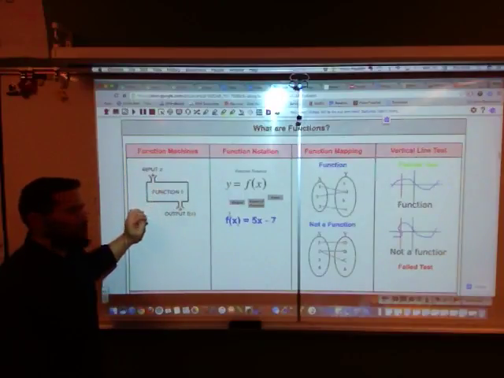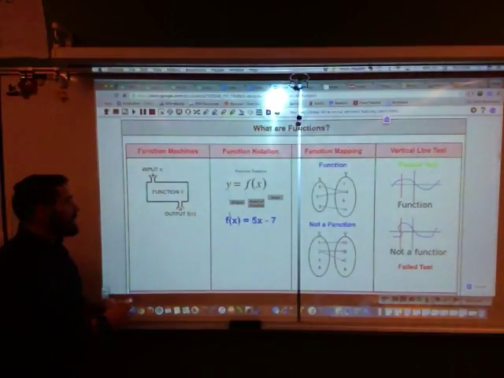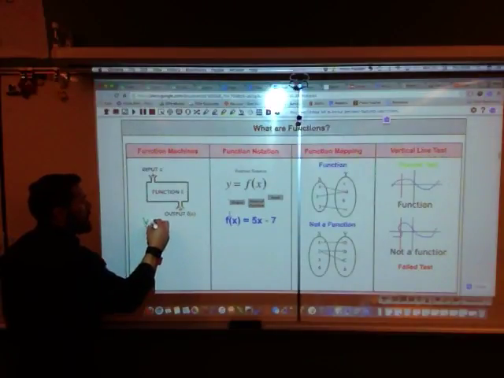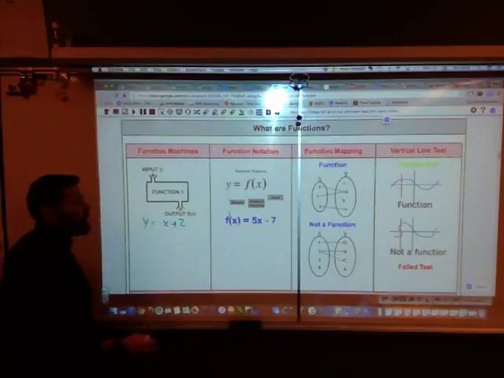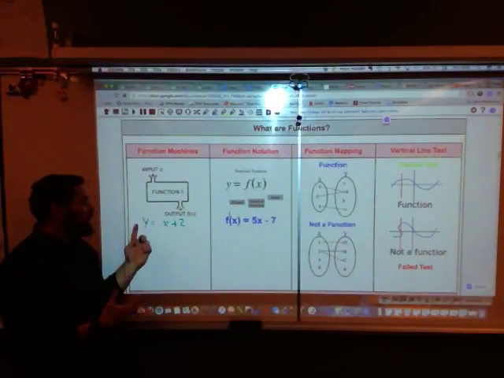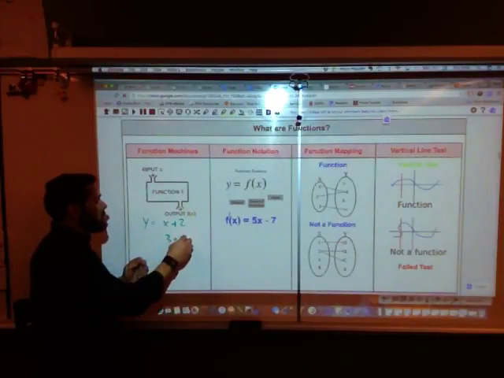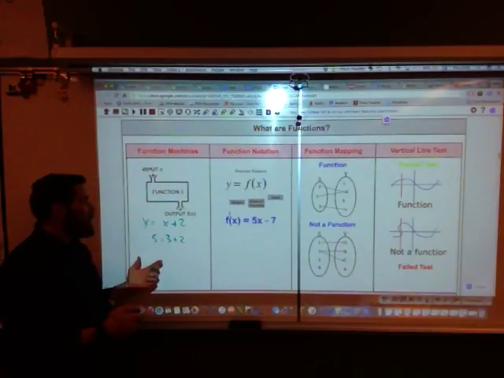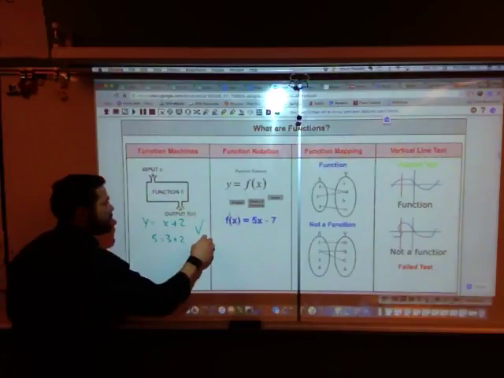So this is a function machine. You'll see these in our textbook, and you'll see us working through these. If I give you an example like y equals x plus 2, if I input a 3, I get an output of 5. I get only one output. That checks it off as, yeah, that's a function.